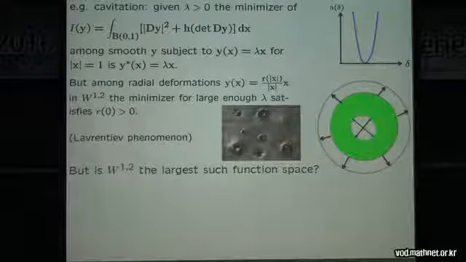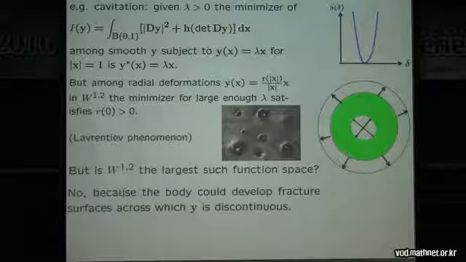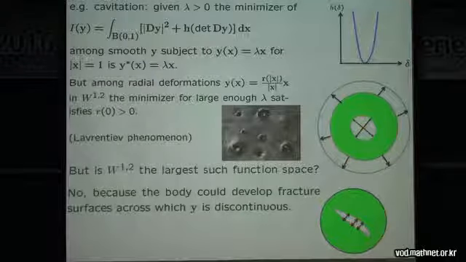So you might say, oh, well, that's okay, W^{1,2} looks then a good space to have used because it would at least have given this phenomenon. But is it the largest such function space? And the answer is no, because the body could develop fracture surfaces across which y is discontinuous, which can't happen in any Sobolev space. So it could develop a crack like that, for example.